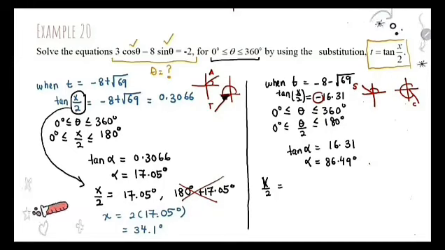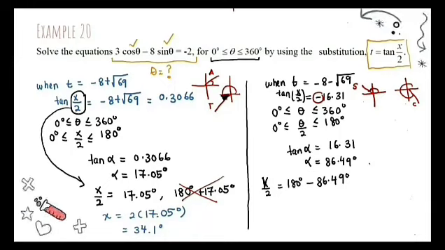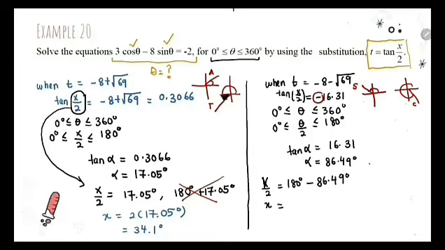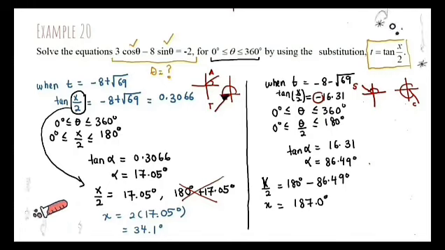Okay, so the second quadrant is 180 minus 86.49 degree to find the angle in the second quadrant. Now we will not find the angle in the fourth quadrant because it has exceeded our range of 180 degree. So x is 180 minus 86.49 multiplied by 2. We will be getting 187.0 degree. Okay, that's for t equals negative 8 minus square root of 69.